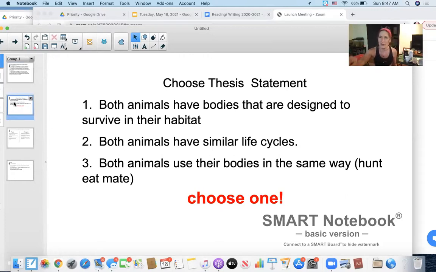I don't want you, by the way, to choose something like a shark and a whale because they both live in the same habitat. So I'd like you to do something a little bit different. Or three, both animals use their bodies in the same way to hunt or to eat or to mate. Okay, so you choose one.